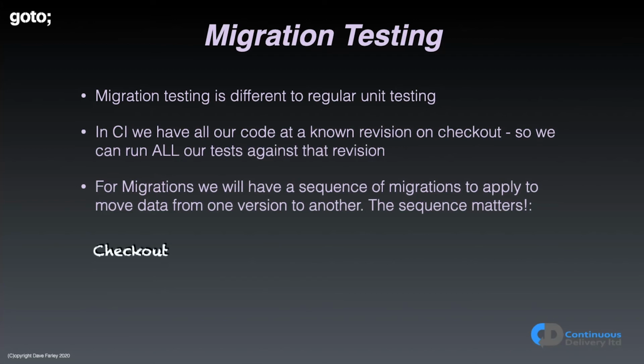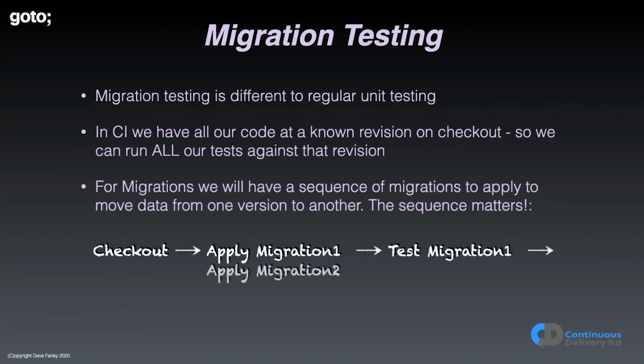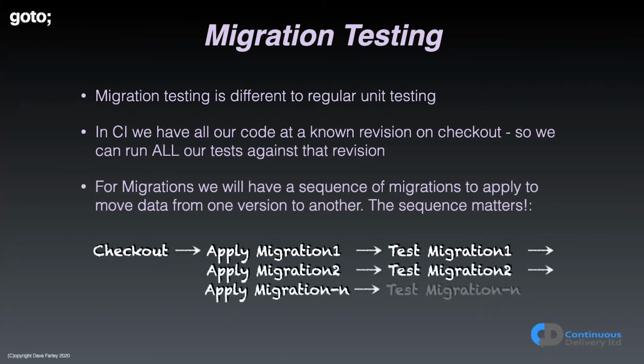So the pattern for migration testing is that we're going to check out a release candidate with some migrations. We're going to apply the first migration and test that that's working, and then we're going to apply the second migration, and then we're going to test that that's working, and so on. We need to do these things in order, in the order in which they were created, and maintain that sequence for this testing to make sense.